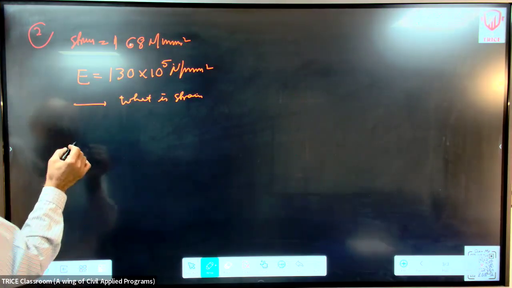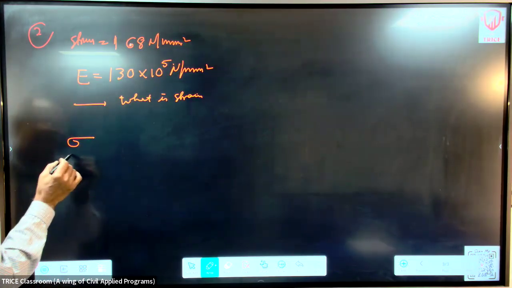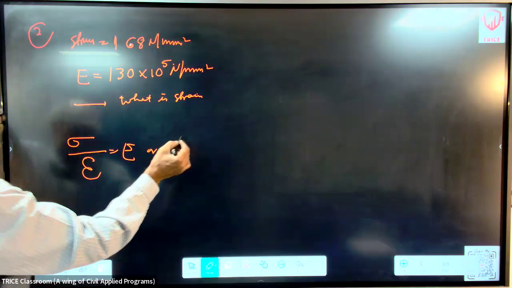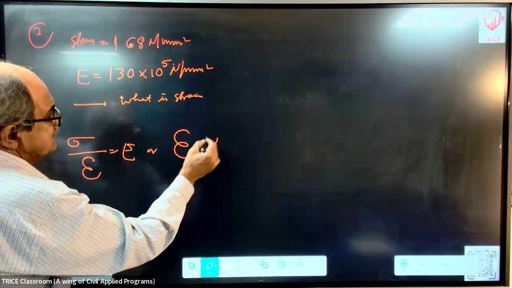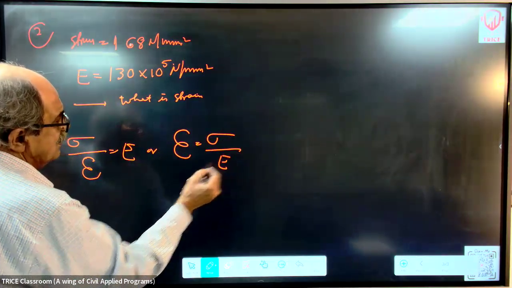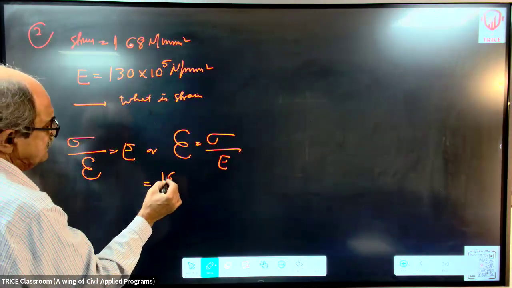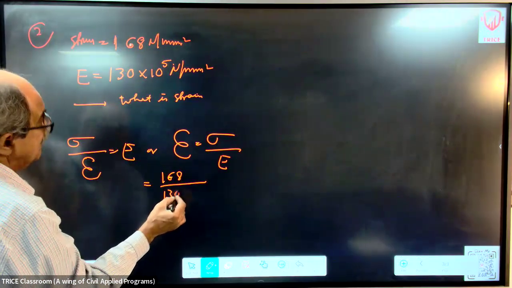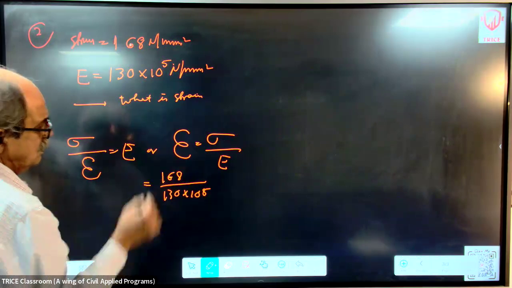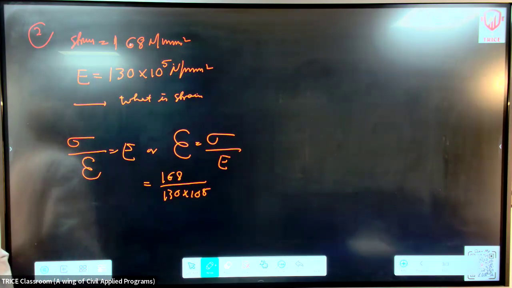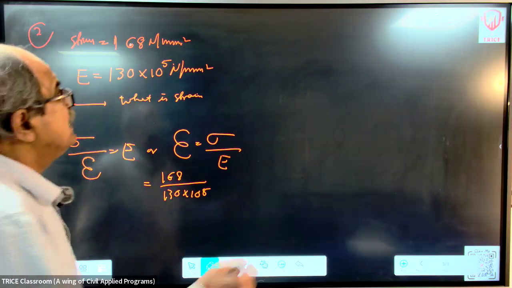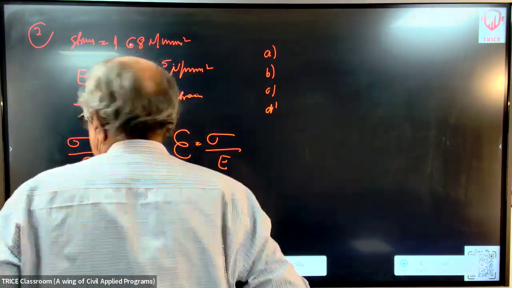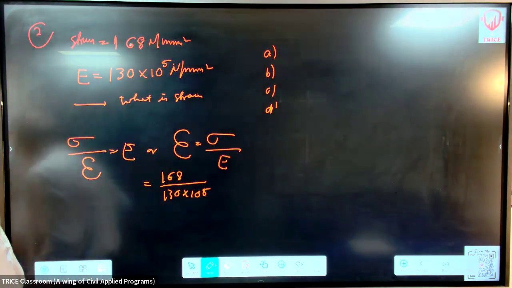See now. You know that stress divided by strain equal to Young's modulus, or strain equals stress divided by Young's modulus. So 168 is the stress divided by Young's modulus, which is 130 into 10 to the power 5. Now 168 by 130, how to calculate? Not required. They will give options. Option A, option B, option C, option D. Calculate.